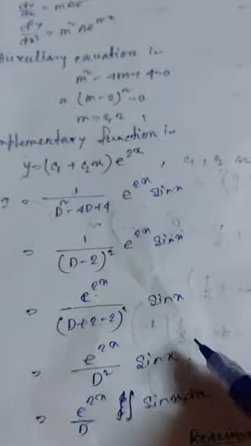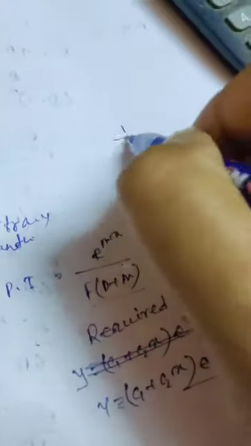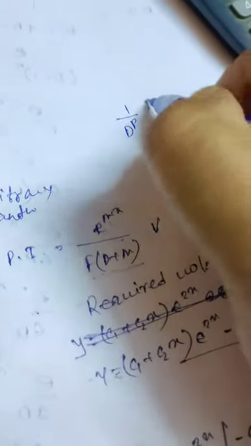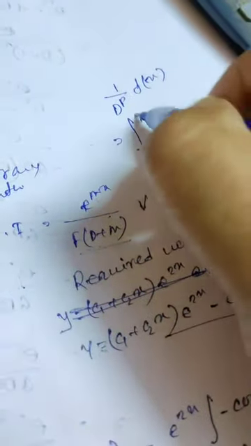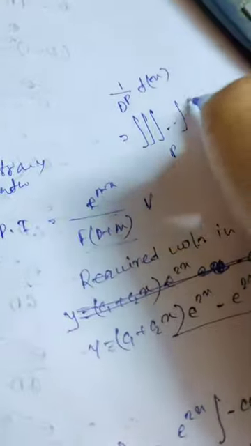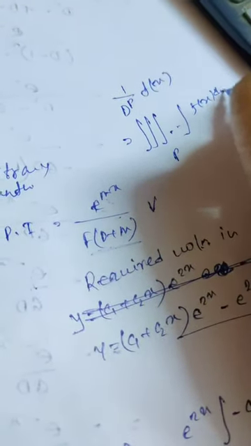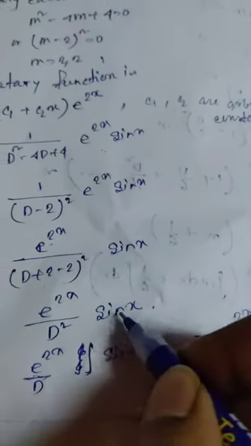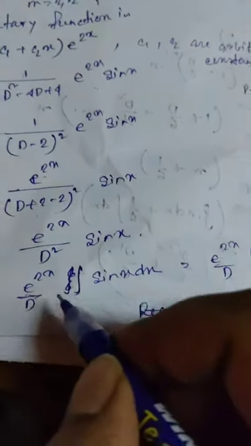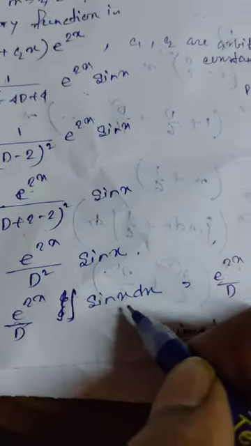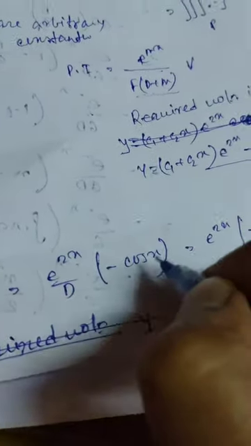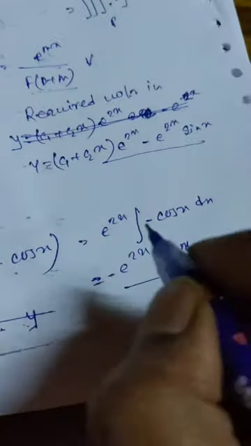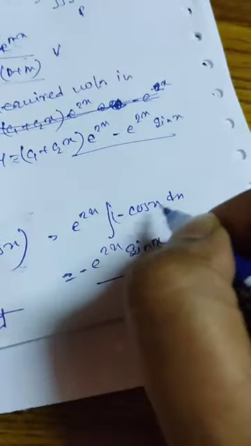And as you know, 1 by D to the power p of f of x means we have to integrate the function f of x, p times. So here we have to integrate sin x 2 times. So here we get e to the power 2x by D, integration of sin x dx. That means we get e to the power 2x by D of minus cos x. And now again we have to integrate this, that is e to the power 2x, integration of minus cos x dx.